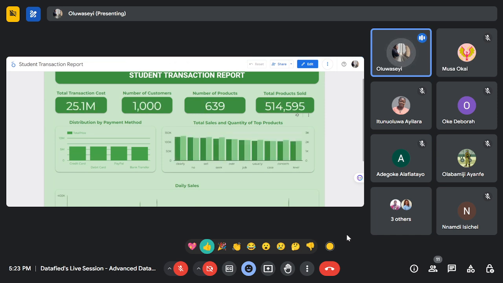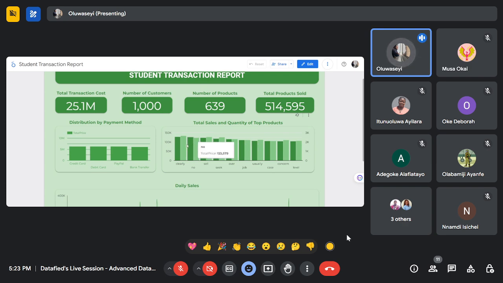Then I have total sales and quantity of top products. So what I did was I deliberately used a chart that has total sales and quantity. If you check the left, I have total sales in increments of 50,000: 0, 50,000, 100,000, and 150,000. On the right, I have the quantity sold for each product in increments of 1,000: 0, 1,000, 2,000, 3,000.